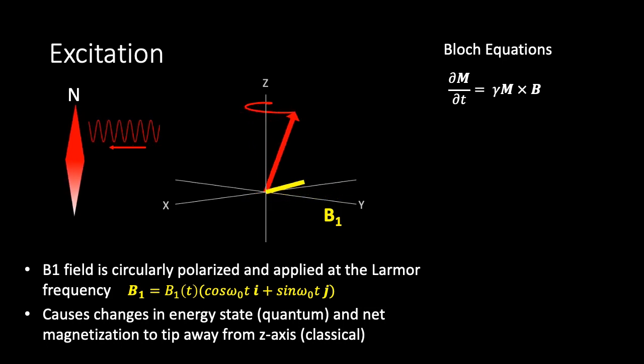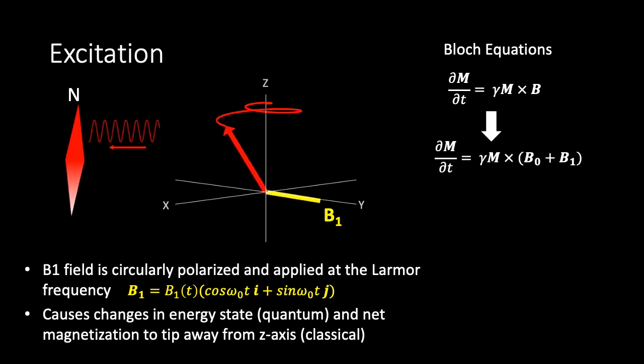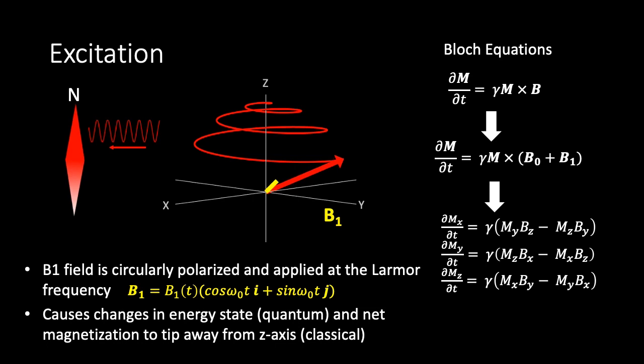So first we can start off with a cross product to describe the precession. In this case, we have two fields, both our static main magnetic field and our oscillating B1 field. And we can separate these out into individual components to look at how the magnetization is changing in time in the multiple directions.